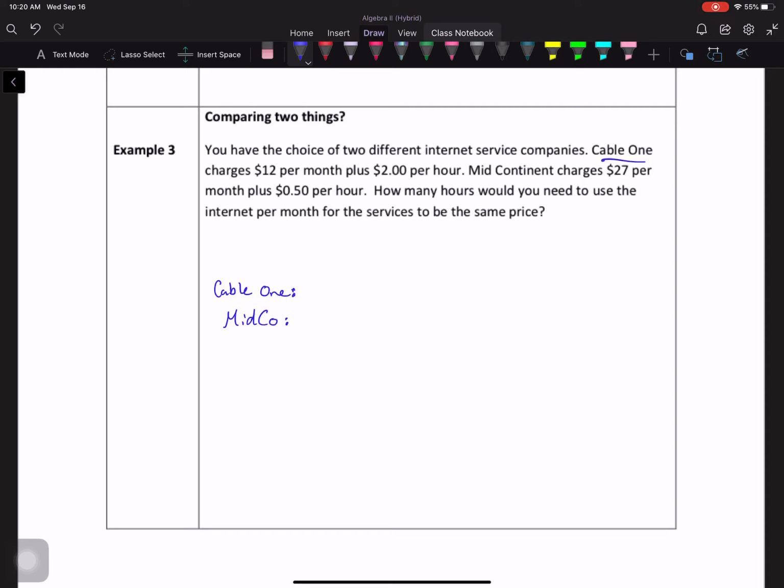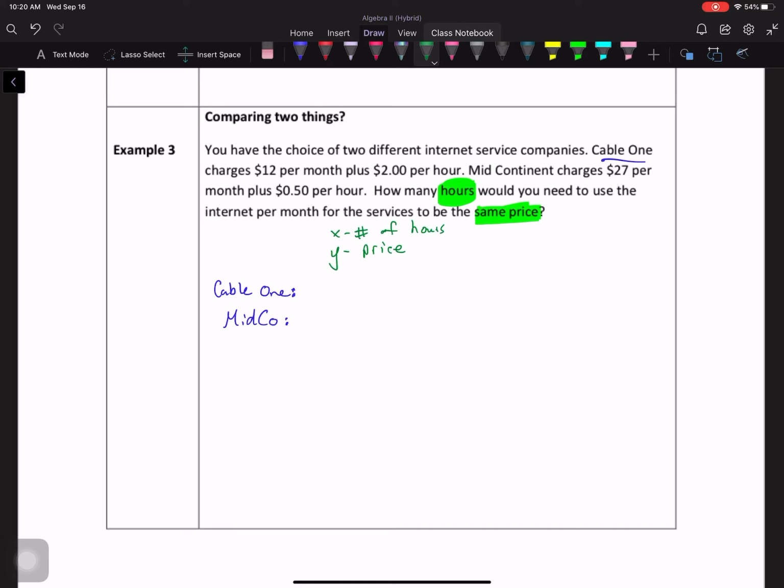Well, first of all, I guess we need two variables. Let's go X and Y again. It looks like we are looking for how many hours would you need to use the internet per month for the services to be the same price. So I need to know, first of all, how many hours. So let's go, X can be the number of hours. And again, be creative if you want. If you like H for hours, that'd be my guess. Y is going to be, well, we want to know when they're the same price. So you can think of it as price or cost or whatever. I'll go price this time.